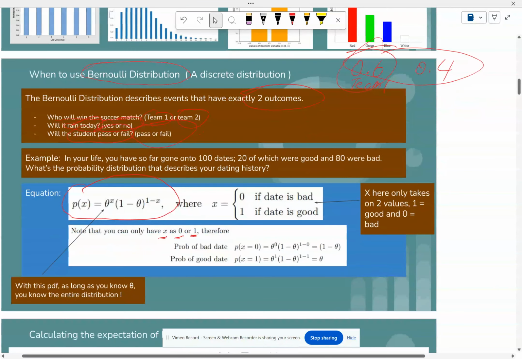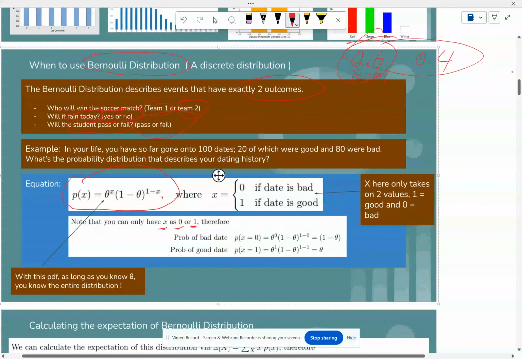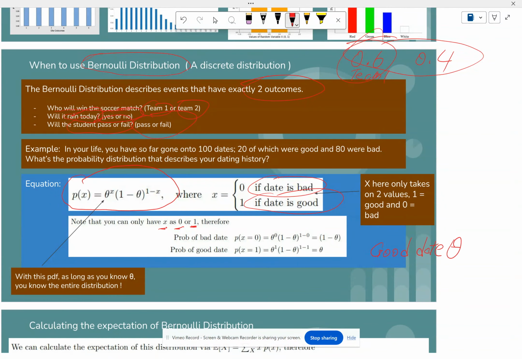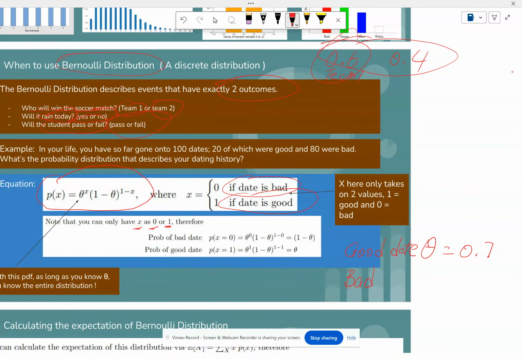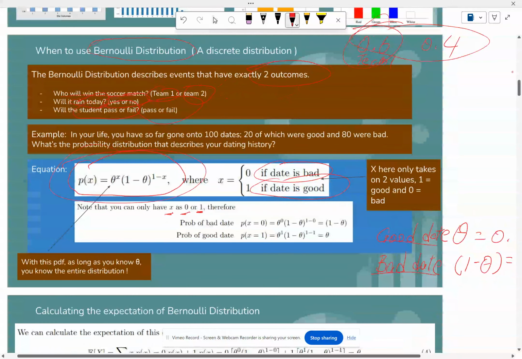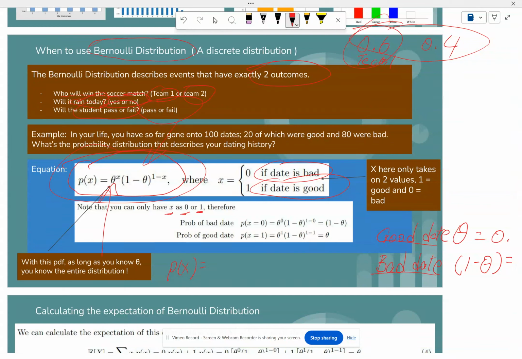I think it makes more sense for me to give you an example. Let's say we have a good date versus a bad date. Good date, we're going to call it theta. That's the probability of having a good date, and let's say that's 0.7. So you have a good chance it's going to be a good date. Therefore, a bad date must be 1 minus theta, which is 0.3. Good and bad have to be opposites of each other, and therefore the equation makes sense. P of x is equal to theta, which is 0.7, to the power x, times 1 minus 0.7, to the power 1 minus x.